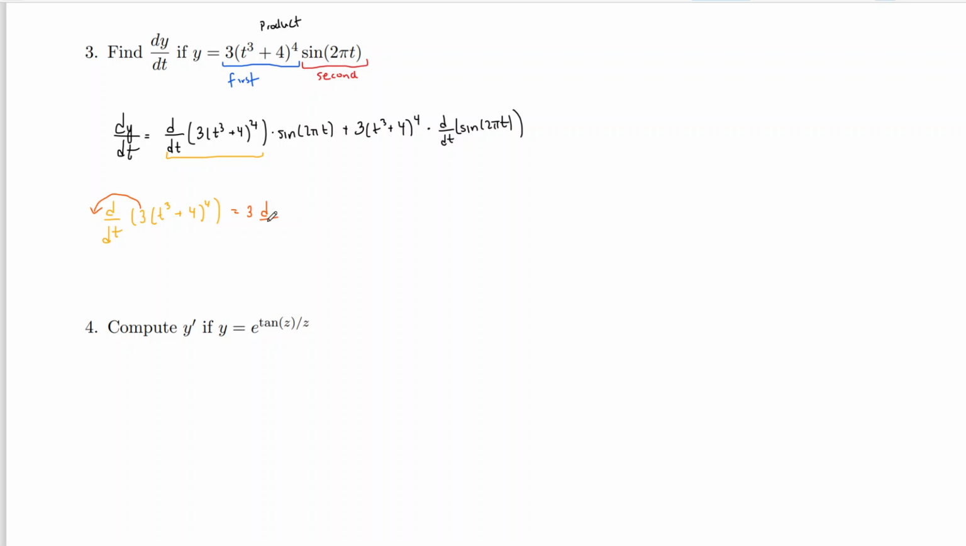So we got 3 times d over dt, and we want to do the derivative of t cubed plus 4 to the 4th power. Right, so I got my 3 out front.